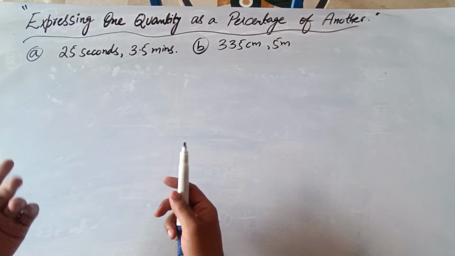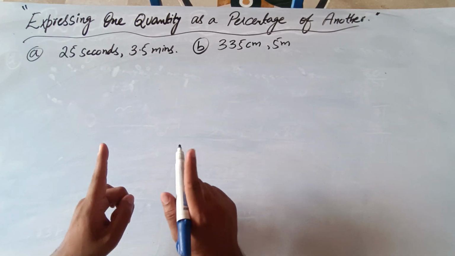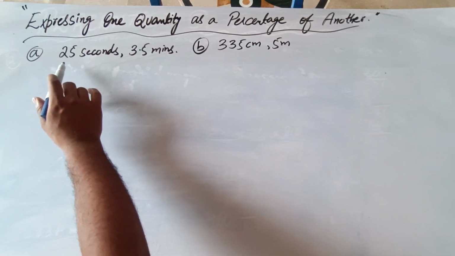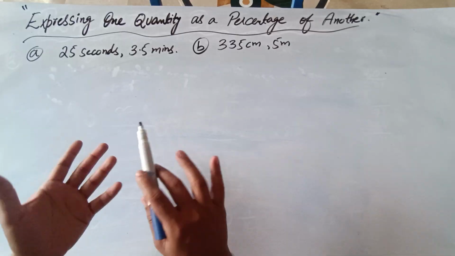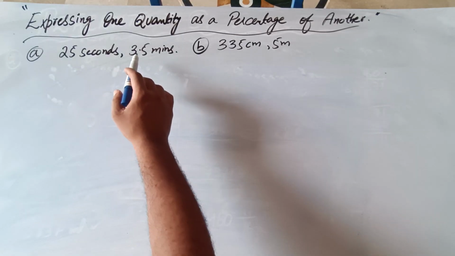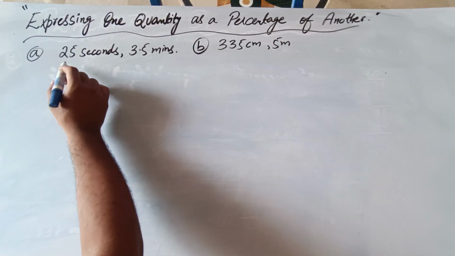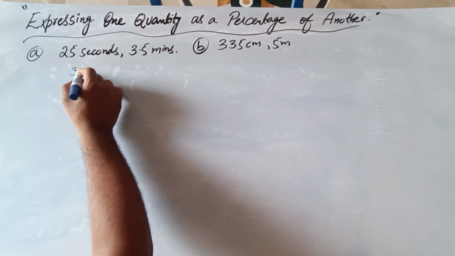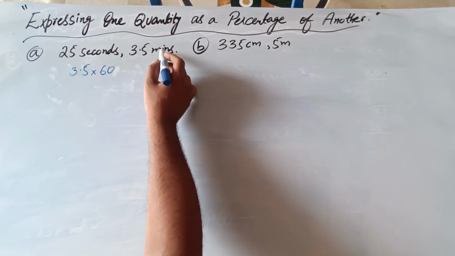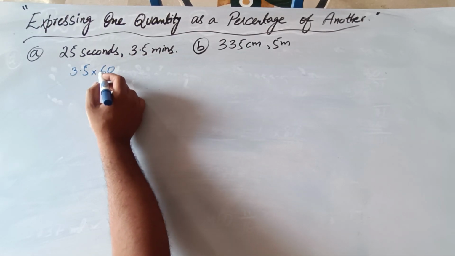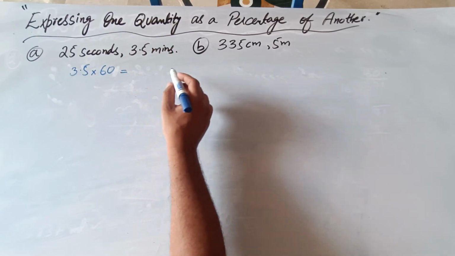In order to achieve this task, both quantities must be in the same units. This is the first task. If we convert this into minutes, it would be in decimal, and in decimal it would be difficult to simplify. So it would be easy to convert it into seconds, and it would become a whole number. First of all, we will see in 3.5 minutes how many seconds are there. So we are going from minutes to seconds, bigger to smaller, so we will multiply, and in 1 minute there are 60 seconds, so we will multiply both of them.